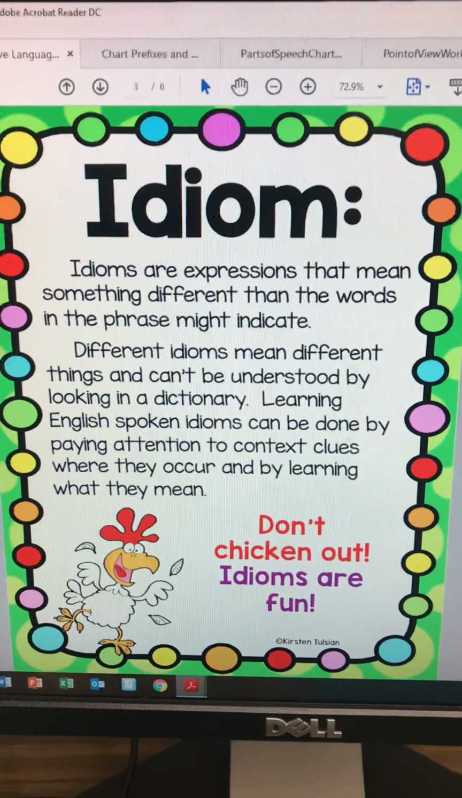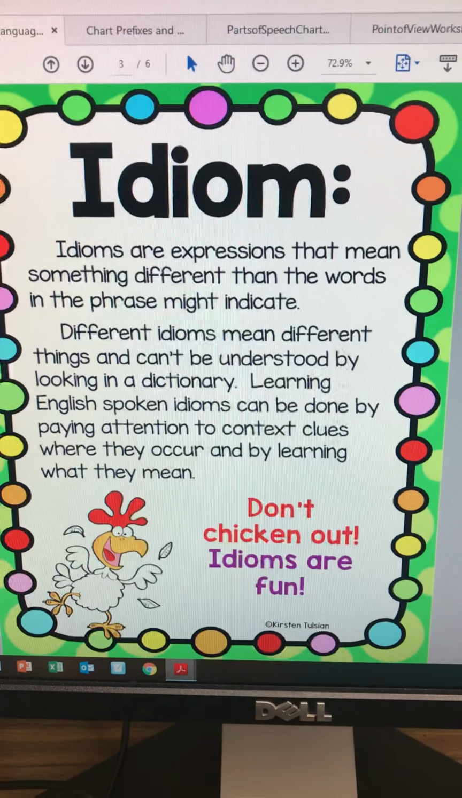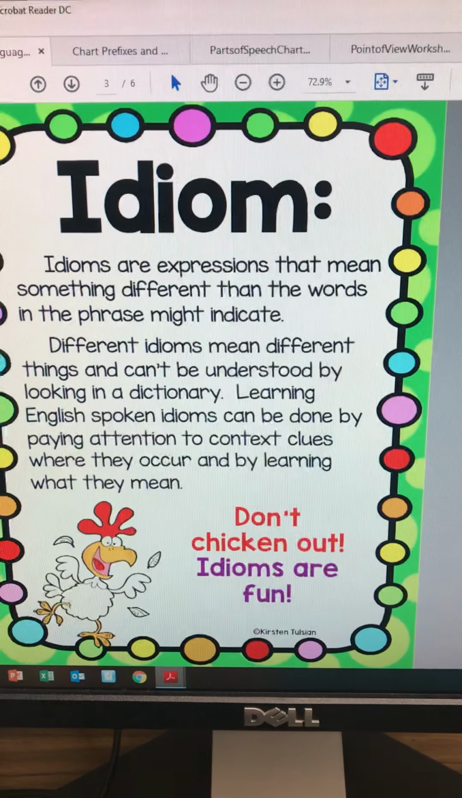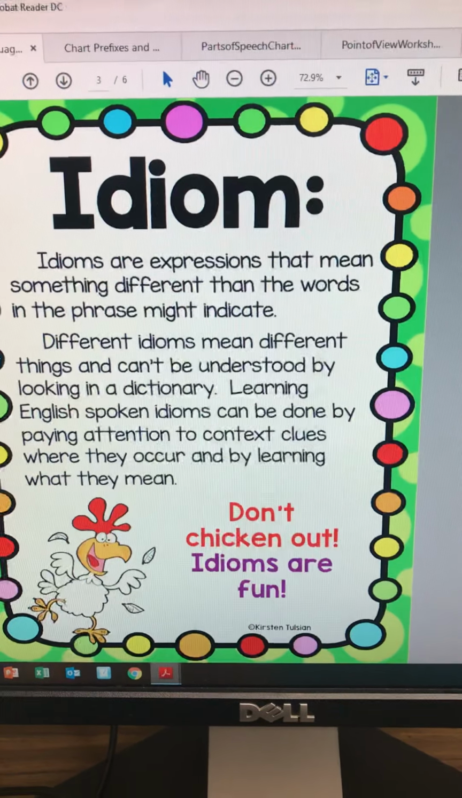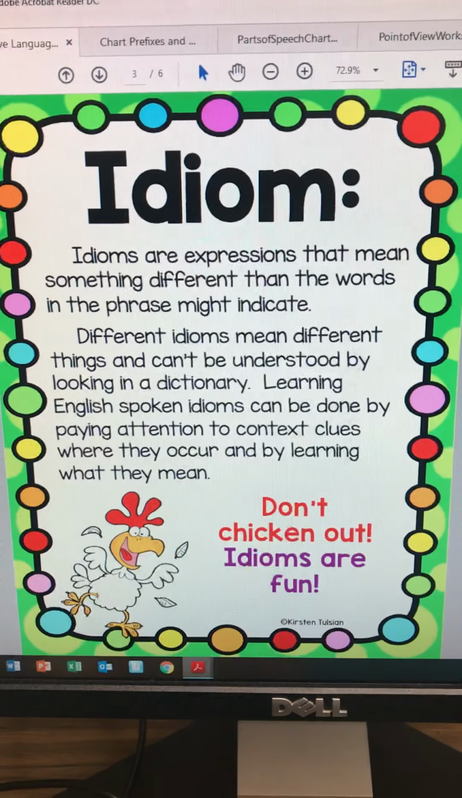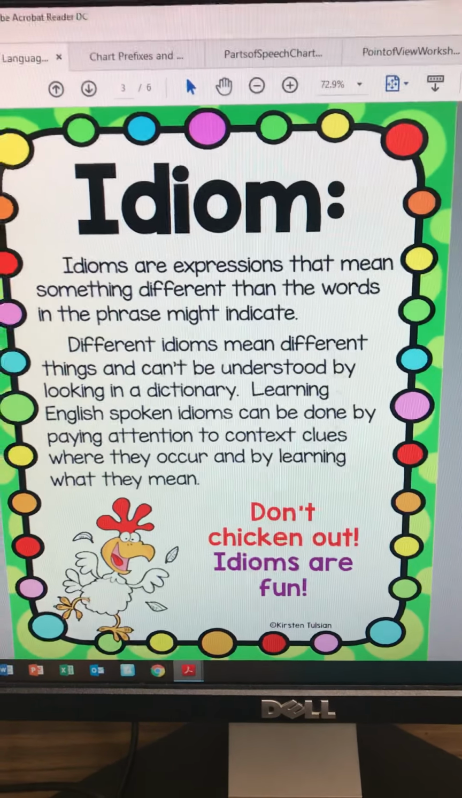Okay, so this on the page it says don't chicken out. That's another phrase for being afraid, but don't be a chicken. We're not telling someone to actually try not to turn into a chicken.